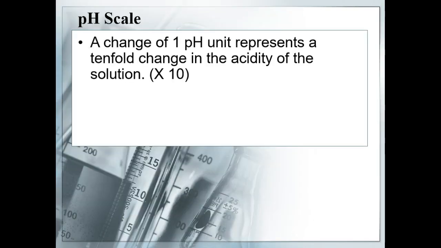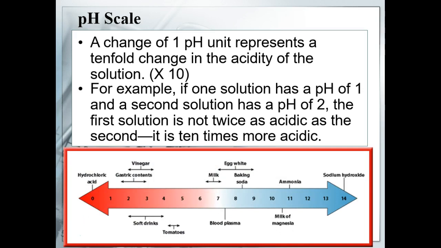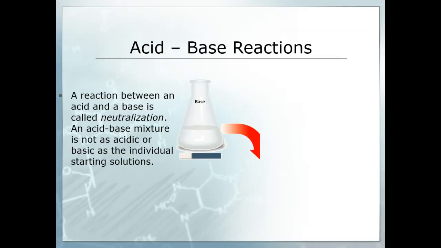I want you to just write this down. A change of 1 pH unit represents a 10-fold change in the acidity. For example, one solution is pH 1 and a second is pH 2. The first solution is not twice as acidic, it's 10 times more acidic. And I believe we're almost done.